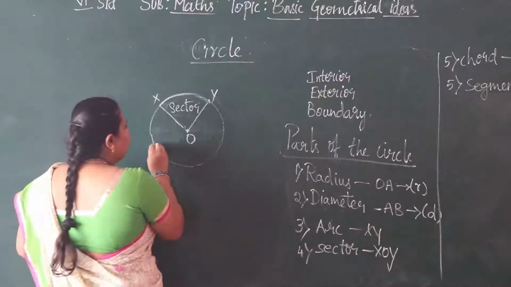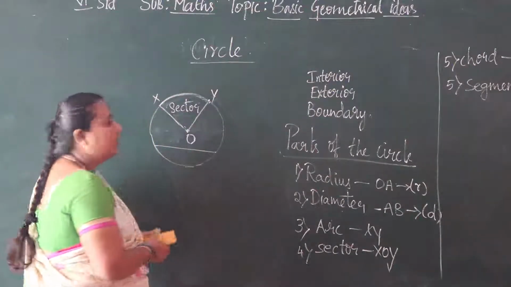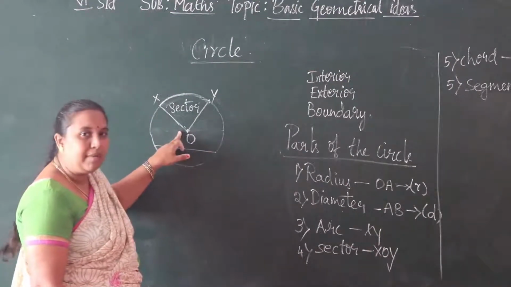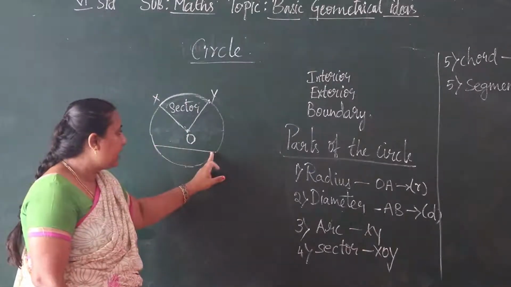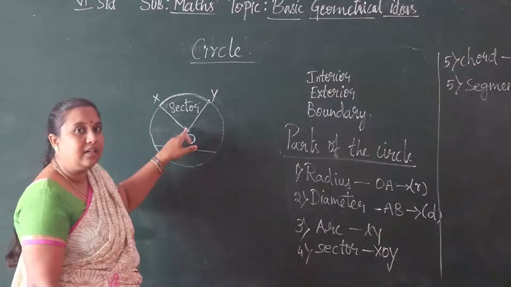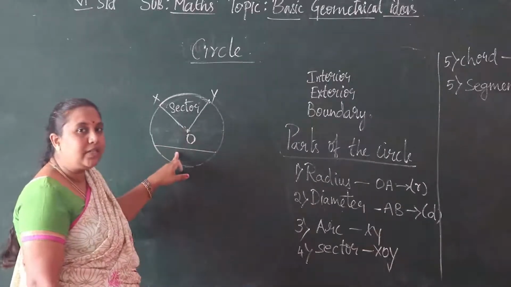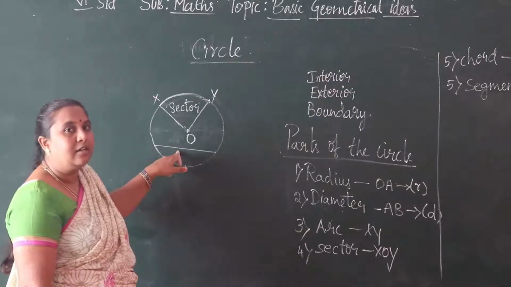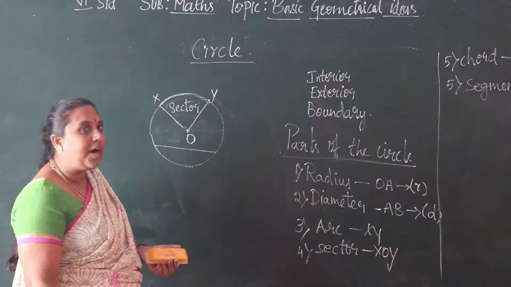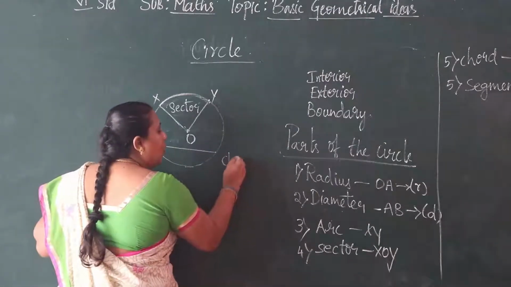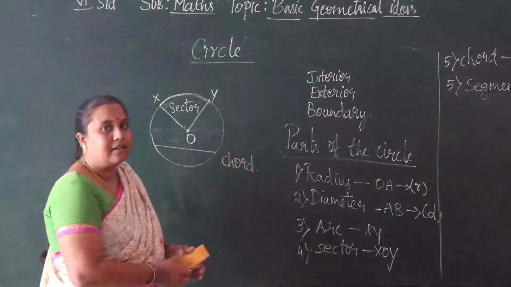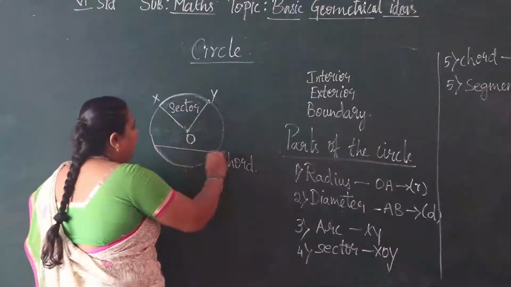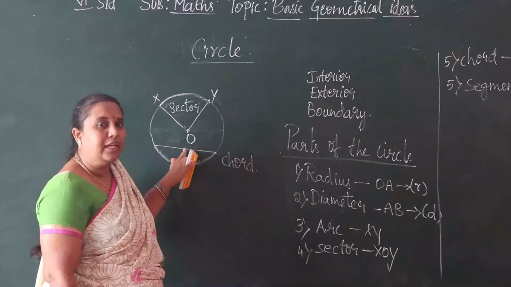Other than the diameter, we can join any two points on the circle with a line segment. We can draw a line segment inside the circle other than the diameter. That we can say is the chord of the circle. Chord, spelled C-H-O-R-D, not cord. And this chord of the circle and the boundary we can join. This is the segment of the circle.